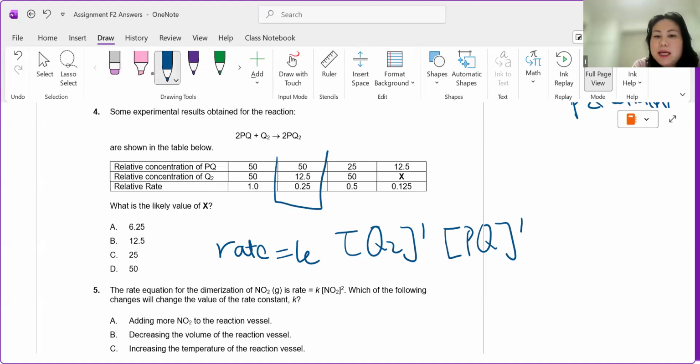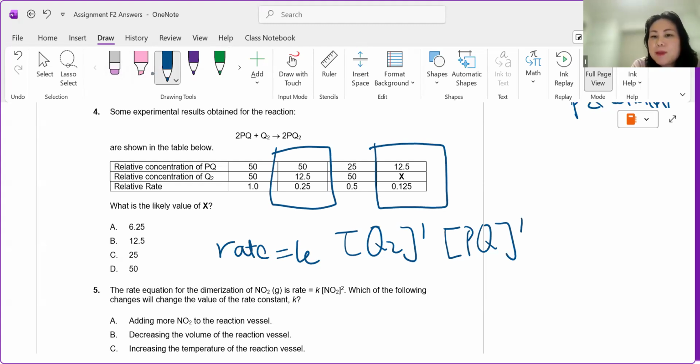So if we compare this set with this set, what we are seeing is that the rate over here doubles. So the rate doubles. So what could have caused it? Let's look at the one on top. The one on top shows that the concentration of PQ actually increases by 4 times.